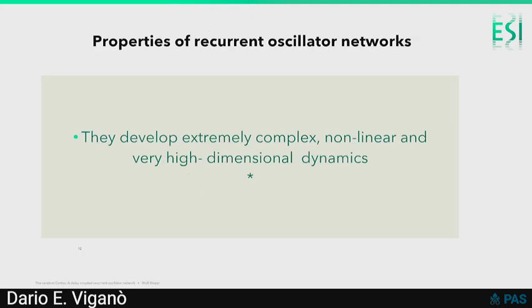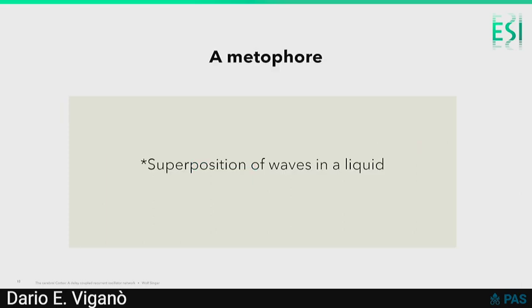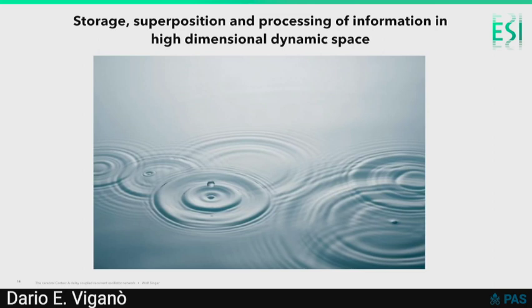Now, what are the properties of recurrent oscillator networks? As you guess already, they develop extremely complex nonlinear, very high dimensional dynamics. And there's a nice metaphor. This is the superposition of waves in a liquid. If you think of a pond of water in the evening, very still, somebody throwing stones, different places, different times, of different sizes. Each of these impacts will create a wave. These waves will travel. After a while, they will cover the whole pond. There will be an interference pattern. So there is storage, superposition, and processing of information in this high-dimensional dynamic space of these interference patterns in the pond.